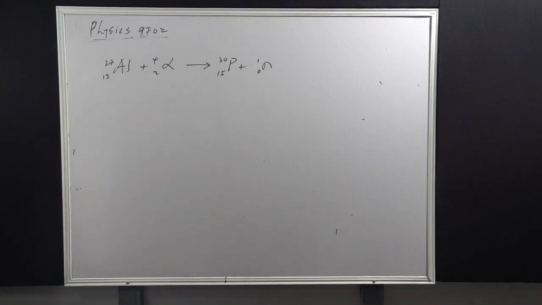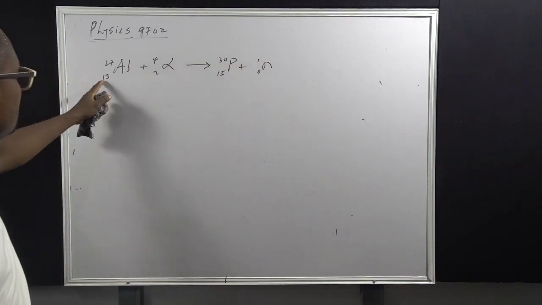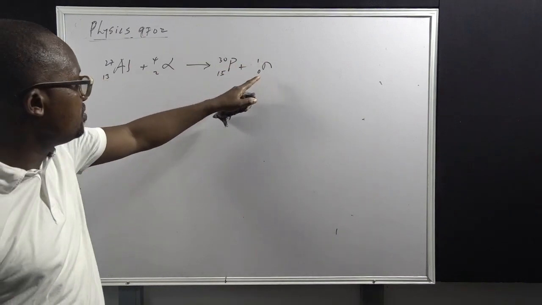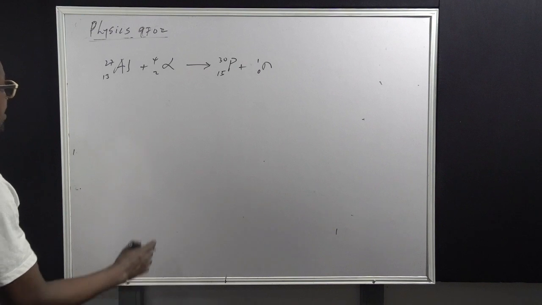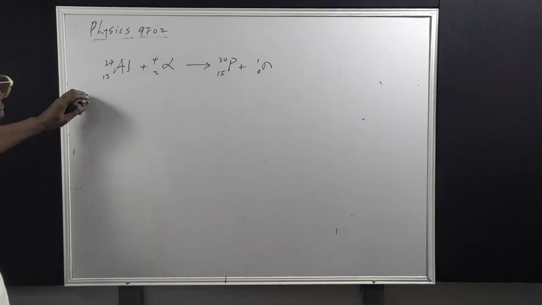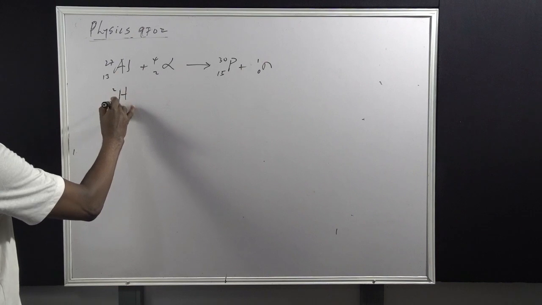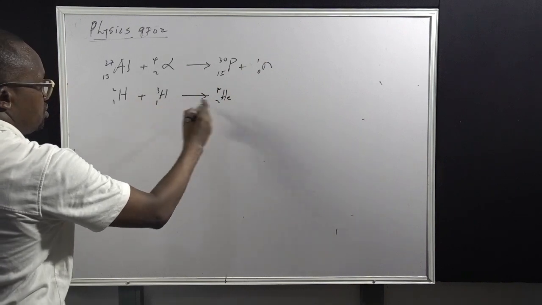So when you are balancing, the sum of nucleon numbers on the left-hand side will be balanced by the sum of nucleon numbers on the right-hand side. Sum of proton numbers on the left-hand side will be balanced by sum of proton numbers on the right-hand side. So I can also have something like hydrogen 2,1 plus hydrogen 3,1. This gives helium 4,2 plus a neutron.